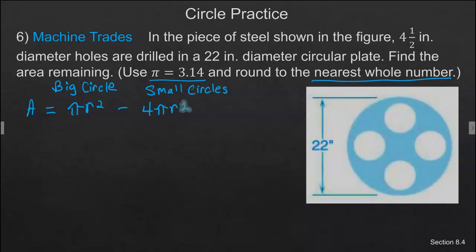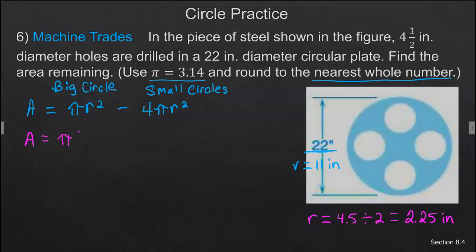Now, they gave us the diameter, so we could use the diameter formula, but I really prefer this one. And so the radius is 11 inches because it's half of 22. And then we also have a radius for our small circle, 4.5 divided by 2. So we're going to have 2.25 inches for the small circles. Now we're just going to substitute in our numbers.